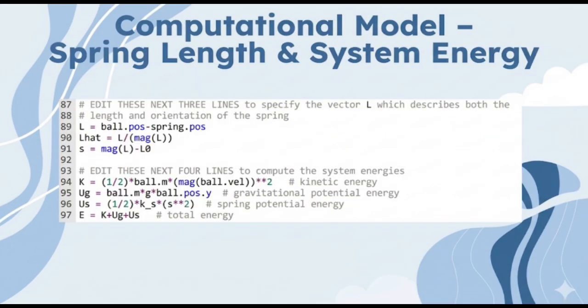The code calculates the vector L by subtracting the spring's position from the ball's position. Then we find L hat and S, the magnitude of the stretch or compression, for the energy principle I defined. Using the equations of kinetic energy being 1/2 mv squared, gravitational potential energy as mgy since it's close to Earth, and the spring potential U sub s being 1/2 spring constant times s squared. Total energy is the sum of all these three.